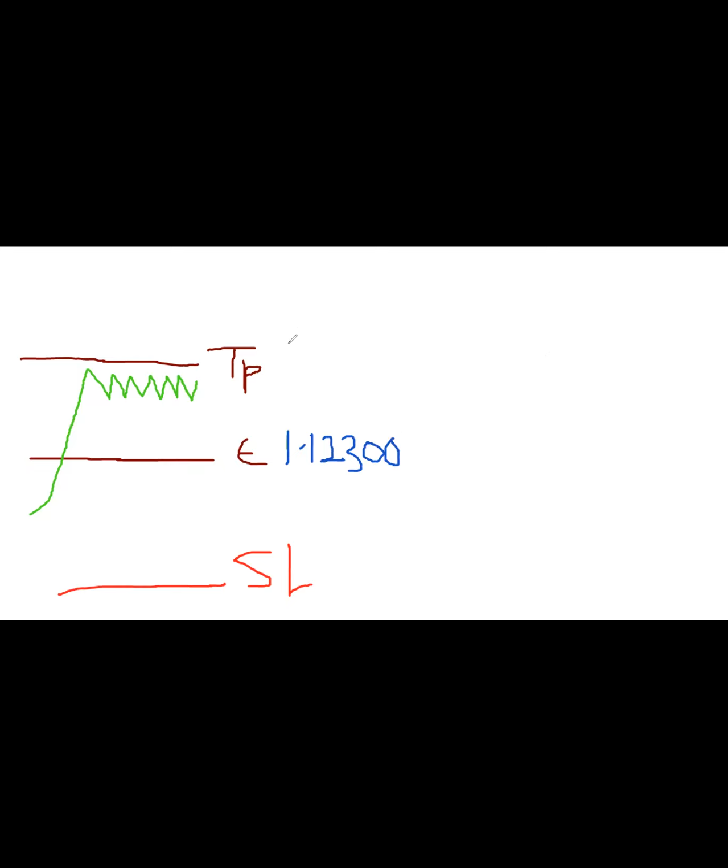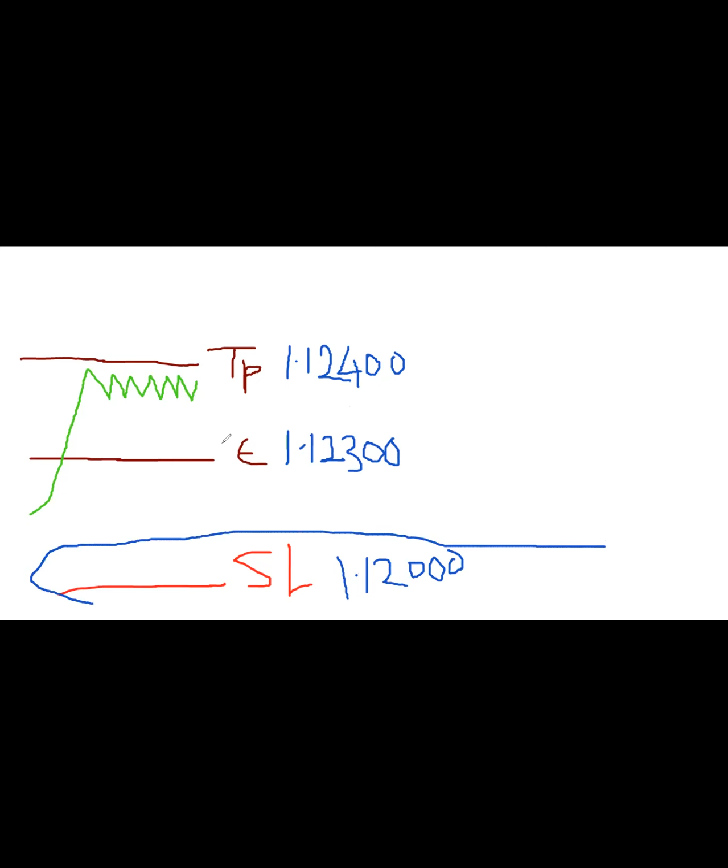So the value is 1.12400. Let's say the stop loss here is 1.12000. You just take away 30 pips from it. Do you know what this means, class? It means that you can move this your stop loss. That's what trade stopping means.